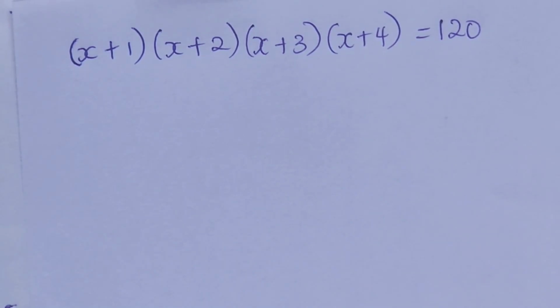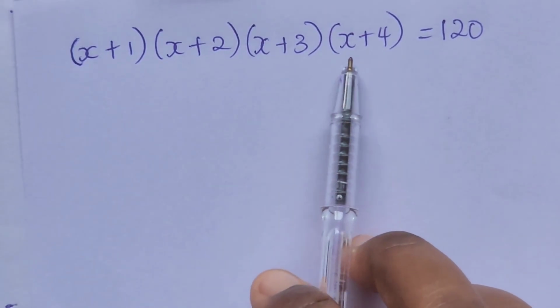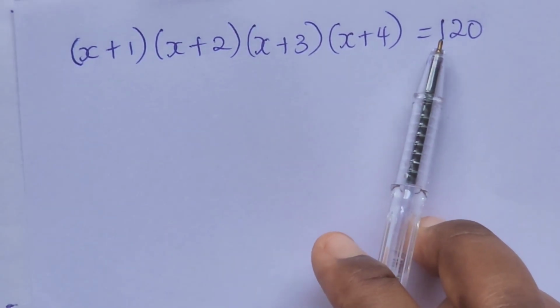So today we want to resolve this math problem. We have x plus 1 times x plus 2 times x plus 3 times x plus 4 all equal to 120.